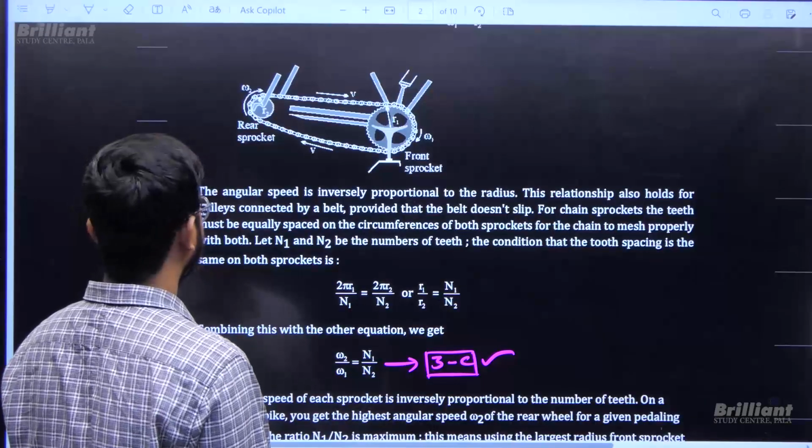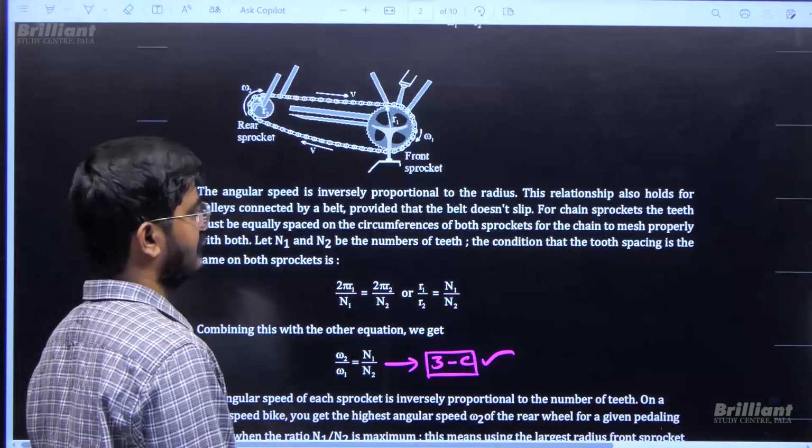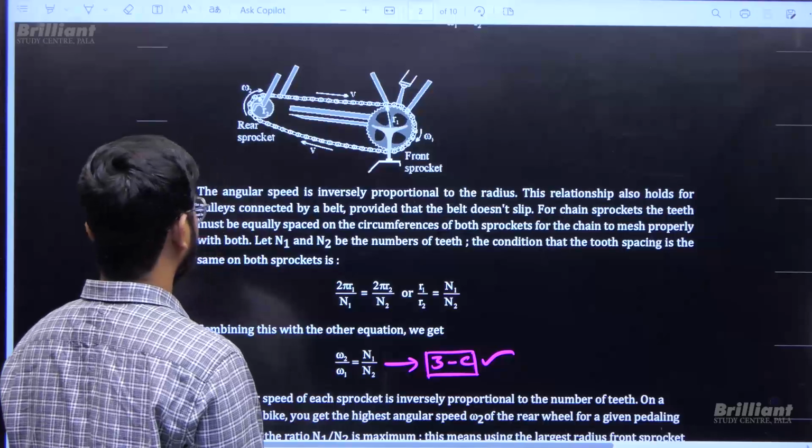For chain sprockets, the teeth must be equally spaced on the circumference of both sprockets for the chain to mesh properly with both.